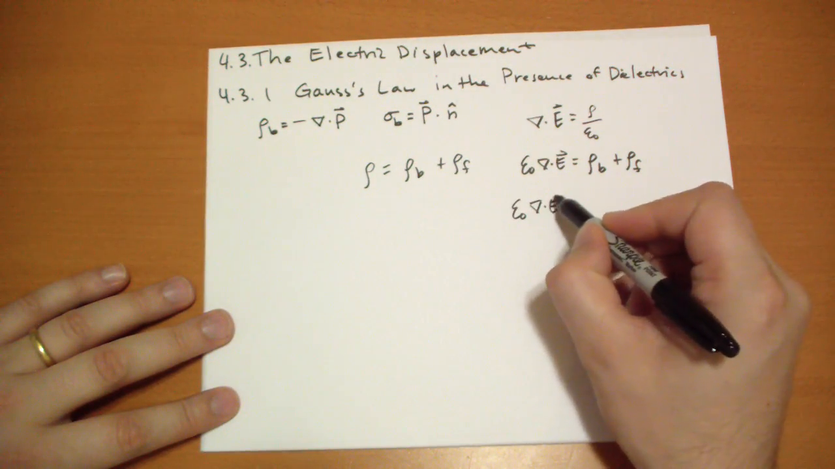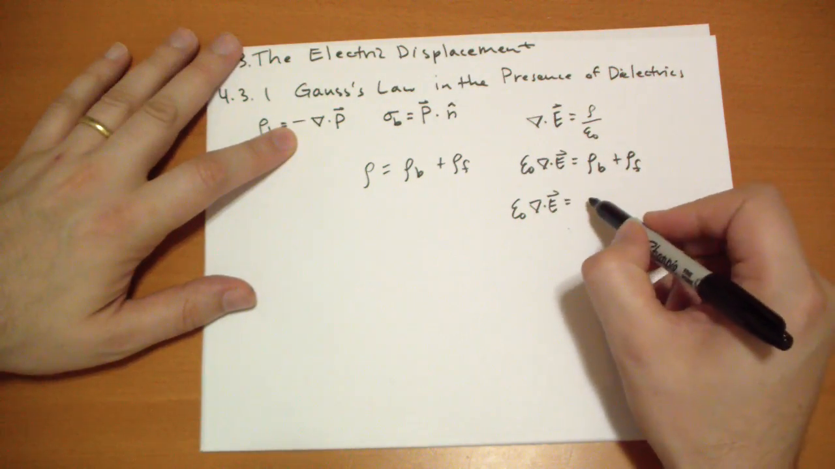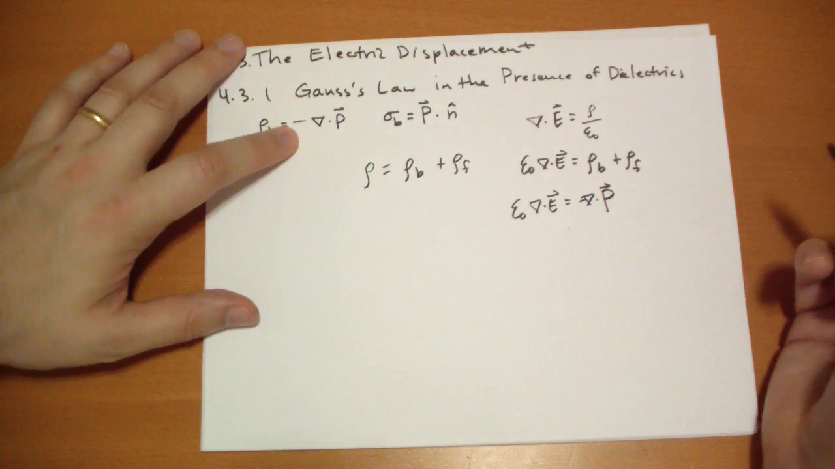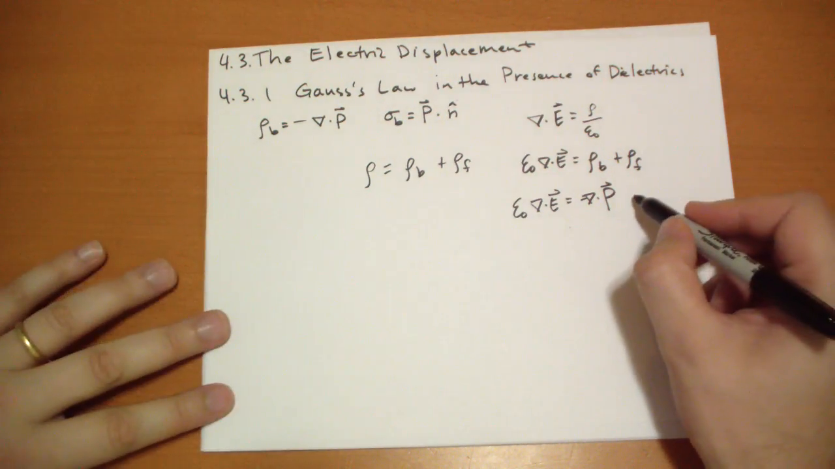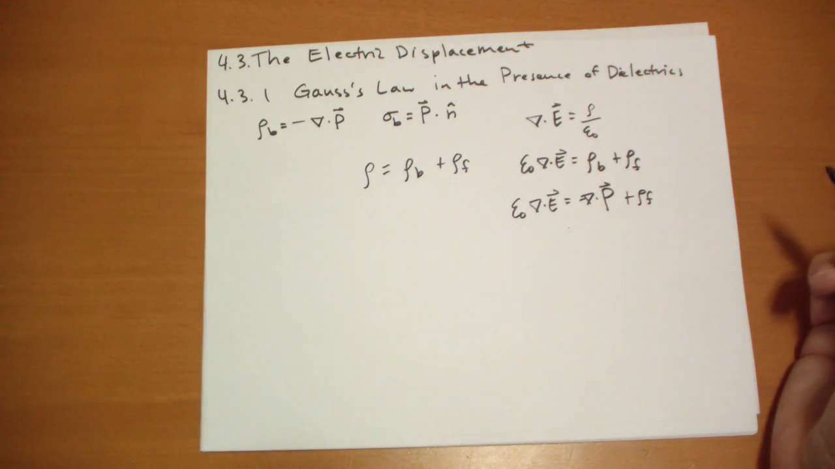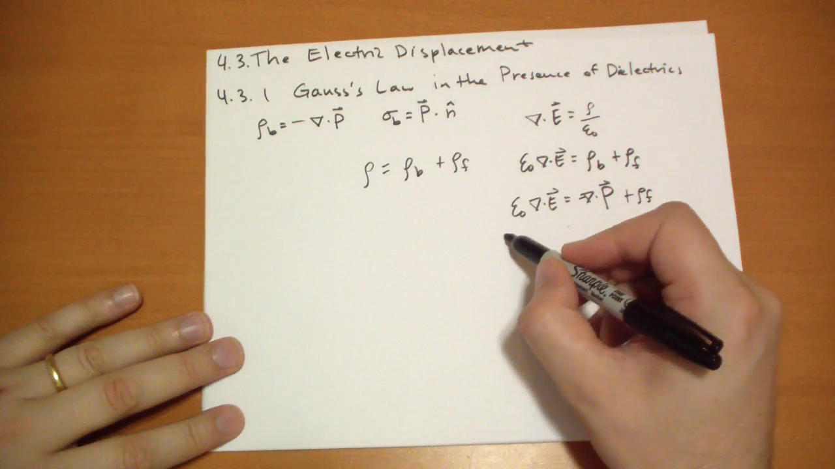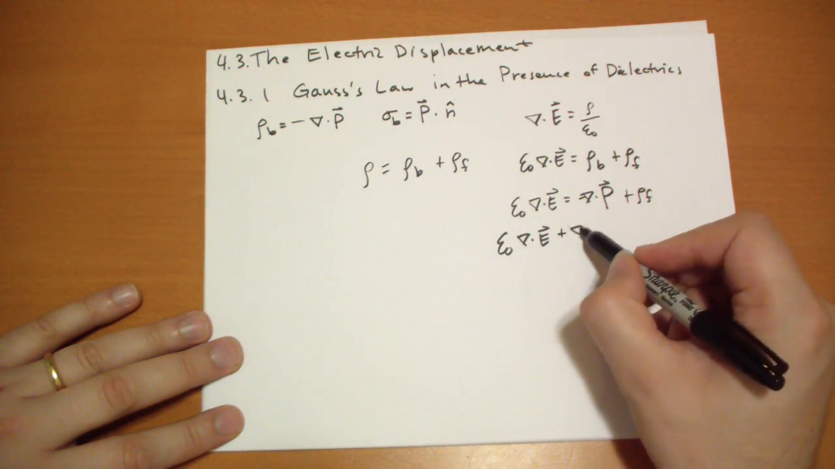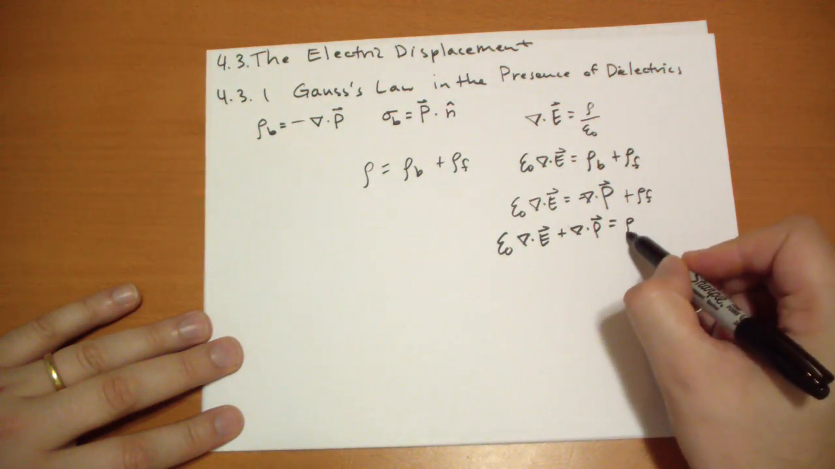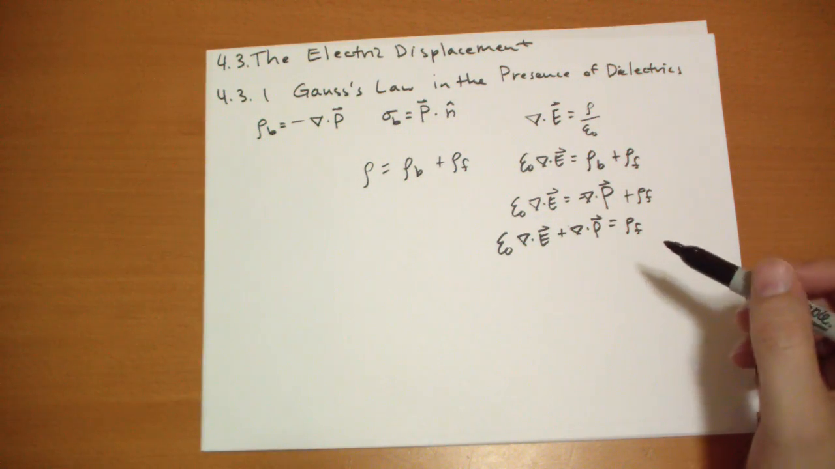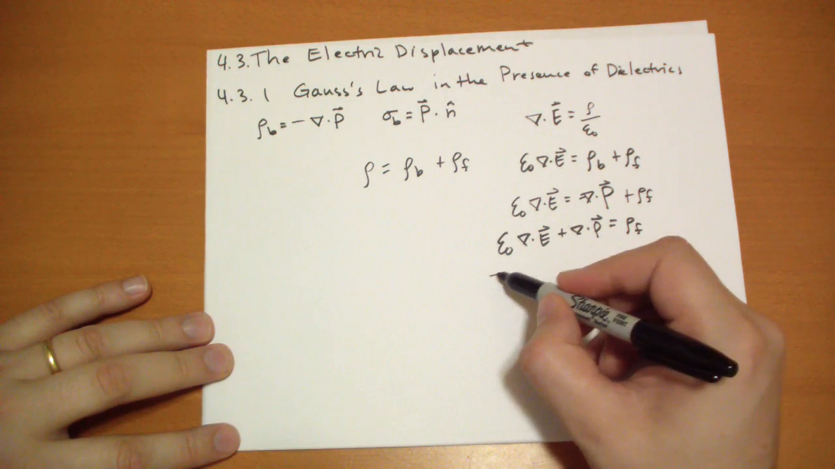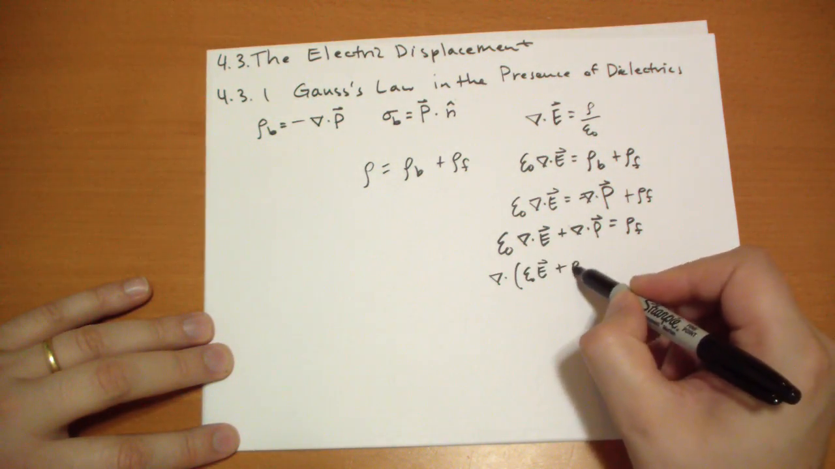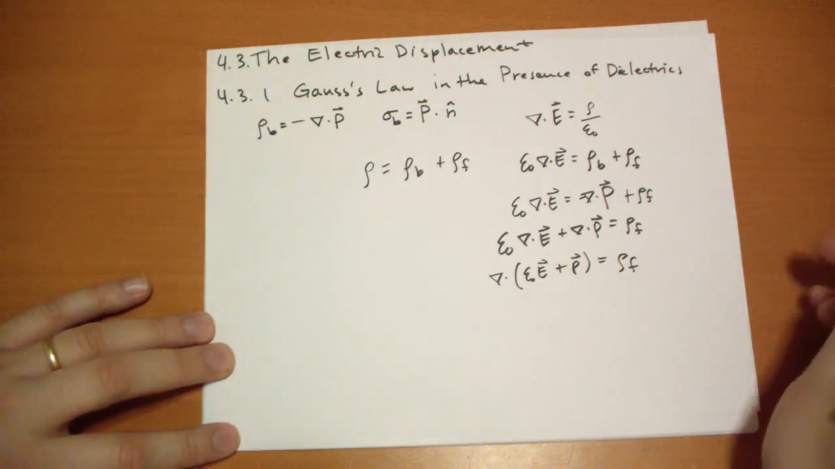So let's use this equation here. Minus the divergence of the polarization plus whatever free charge we've added. And so we combine terms. We have epsilon naught, the divergence of E, plus the divergence of P equals the free charge. And we can draw out the divergence, and that gives us the free charge.